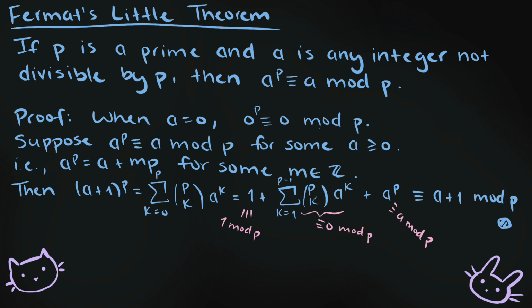So (a plus 1) to the power of p, we can rewrite it using the binomial expansion like so. And now we know 1 is equal to 1 mod p. And if you take k going from 1 to p minus 1, this binomial coefficient p choose k will always have p in it. So this whole thing is equal to 0 mod p, just disappears. And then by our inductive hypothesis, a to the p is equal to a mod p. So we get the total is equal to a plus 1 mod p.